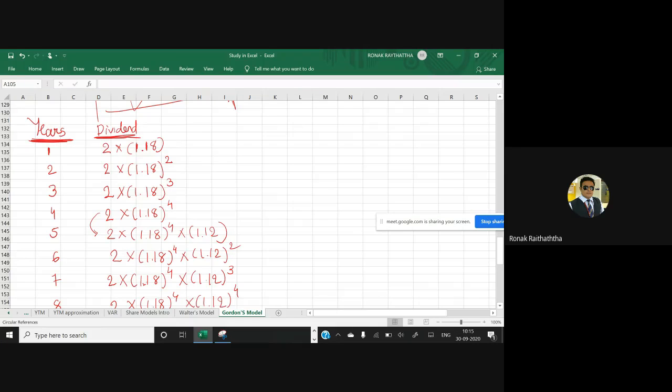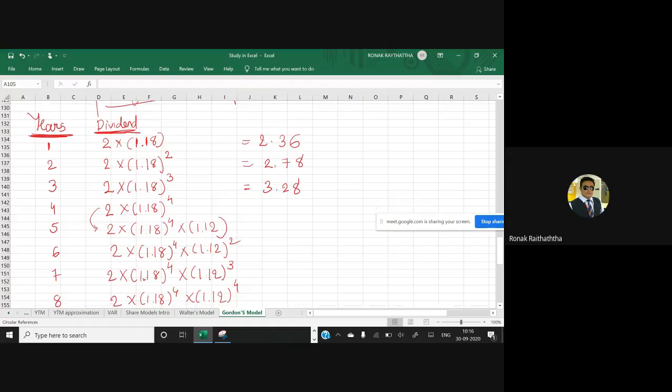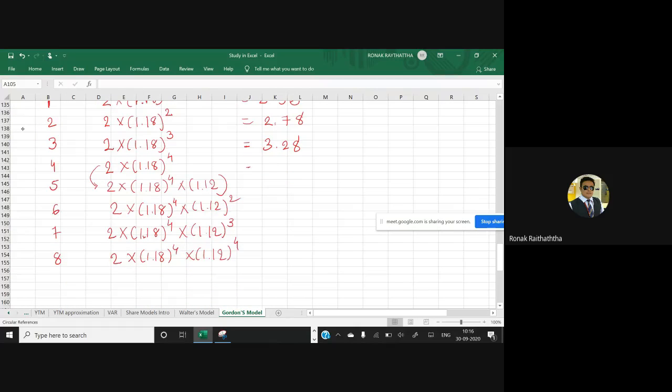2.2 multiplied by 1.18. Please unmute yourself and let me know, everyone. So first one comes at 2.36. Second one comes at how much? Tell me. 2.78. The third one comes at 3.28. I hope everyone is doing it in your calculator. And if you can do it in your brain, it would be better. Now 3.28 के ऊपर फिर से 3.87. Good.